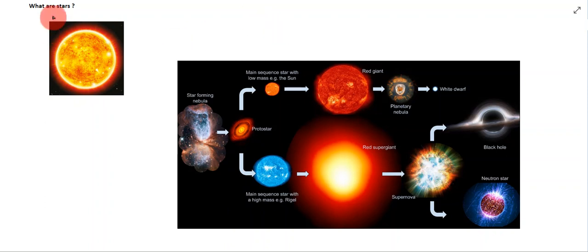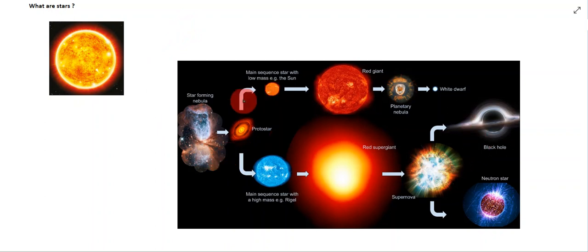So what I want to look at in this lesson is the stars. When you look up at the night sky, you see these points of light. Have you ever asked yourself the question, what exactly is a star? That's what I want to talk about within this lesson.